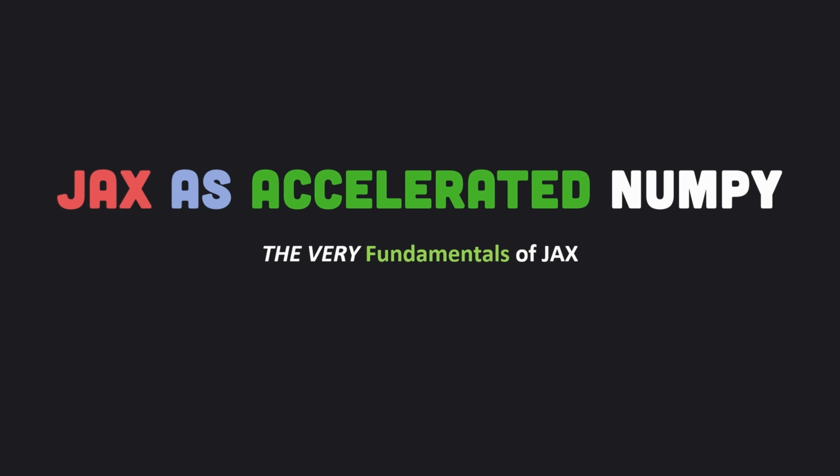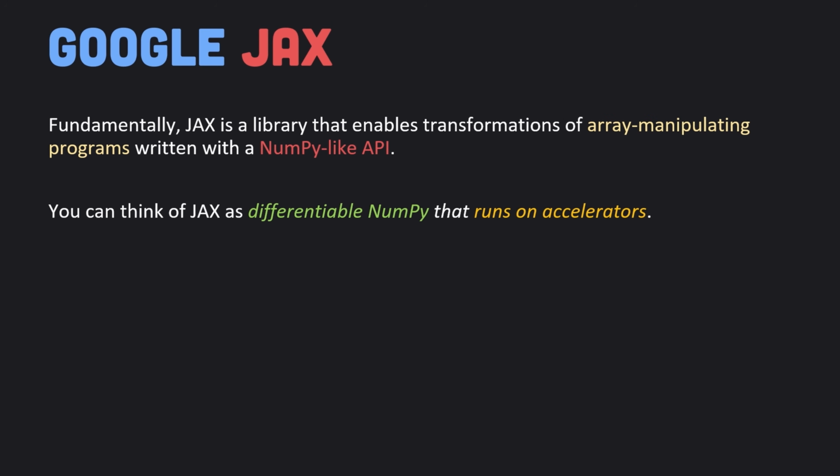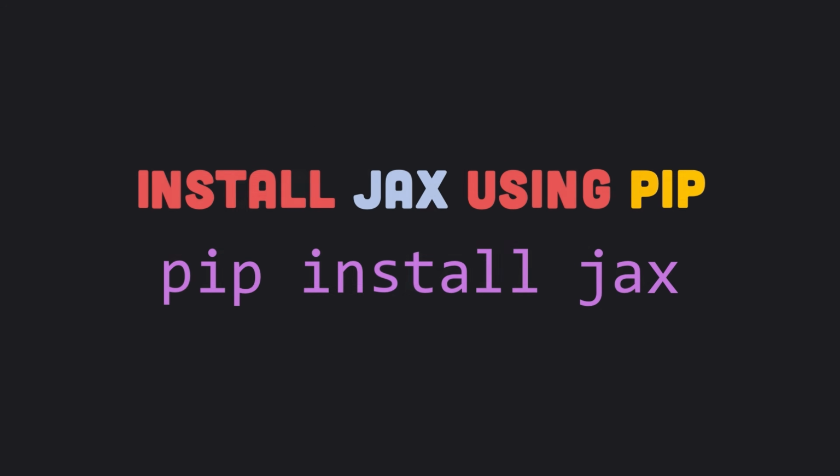Google JAX is a library that enables transformations of array manipulating programs written with a NumPy-like API. In this video, I demystify what this means by a series of examples. You can think of JAX as differentiable NumPy that runs on accelerators. To install JAX in your Python environment, you can use pip install jax.